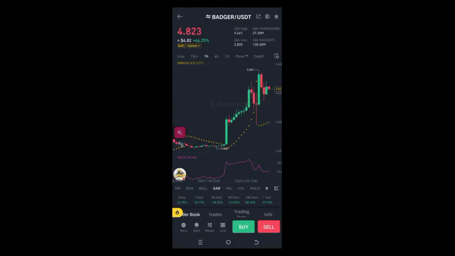Okay, so let me go ahead. First off, like I said, the parabolic SAR has to be underneath. We've seen that. Then it must be in pump mode. So even though the parabolic SAR condition has been met, it's not in pump mode. Those are the two things.